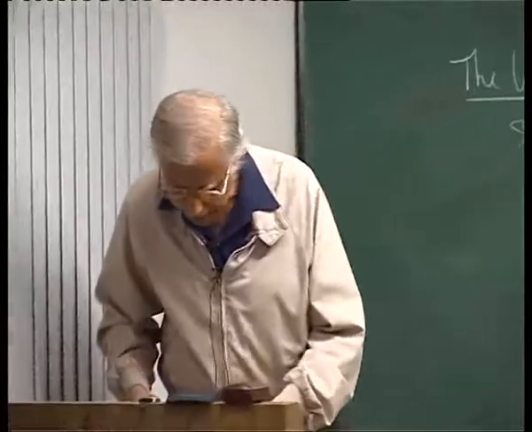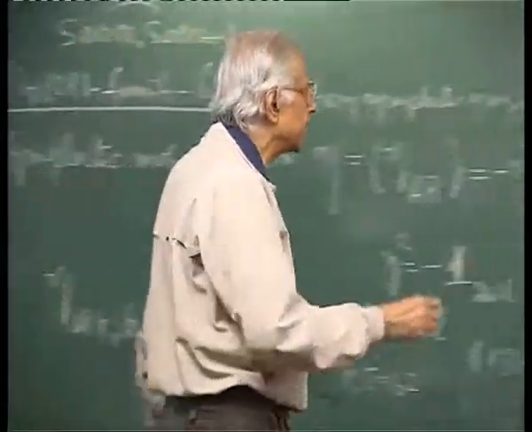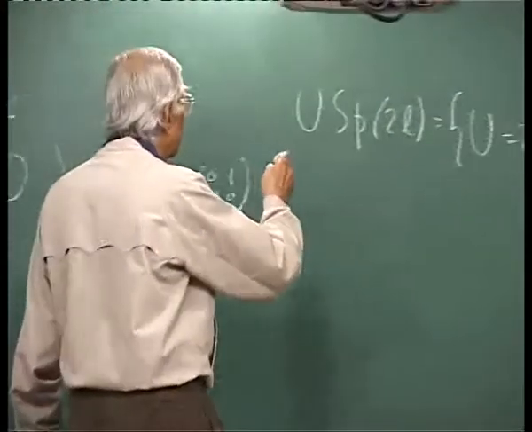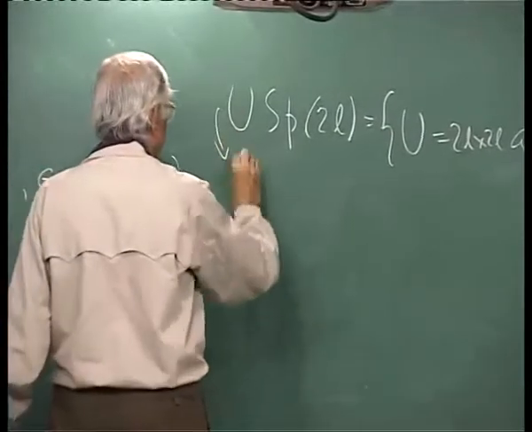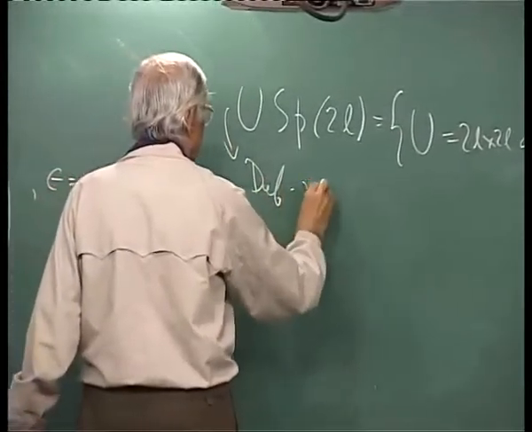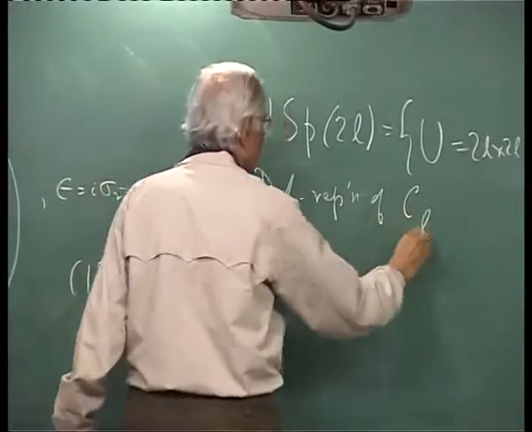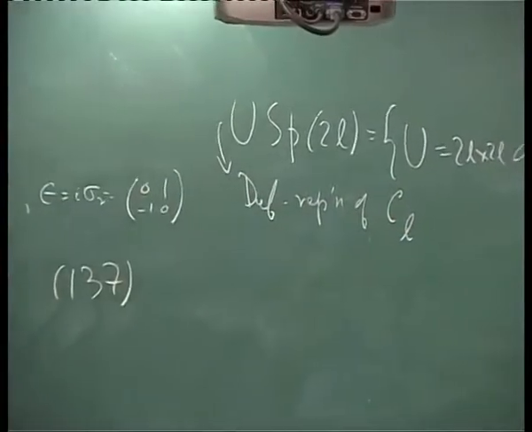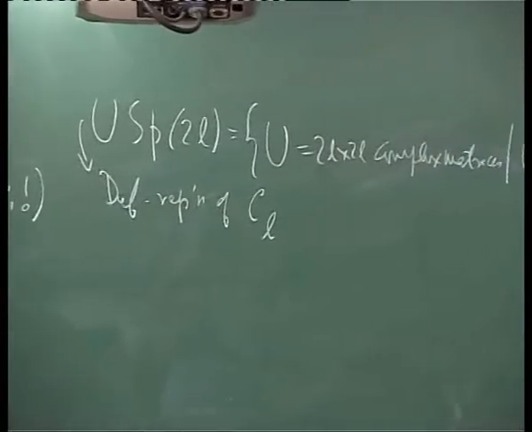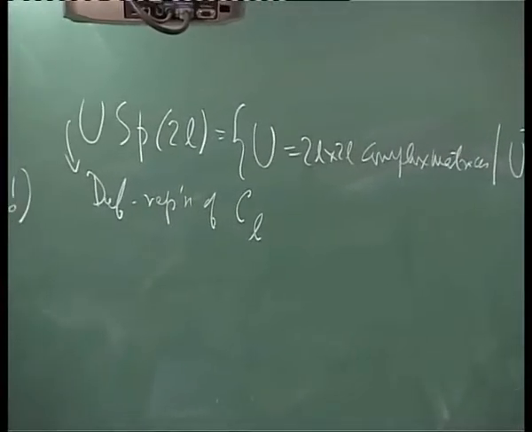So this is the defining representation of what is called in the Cartan classification the compact Lie group CL.